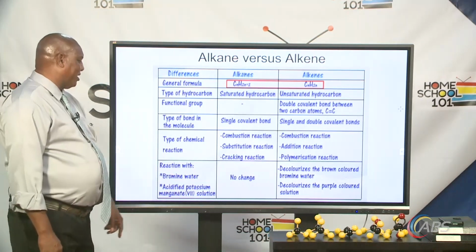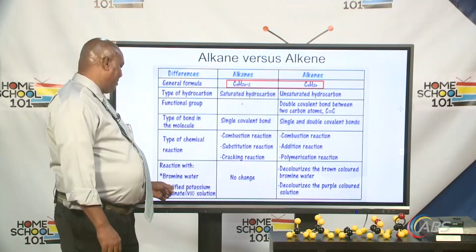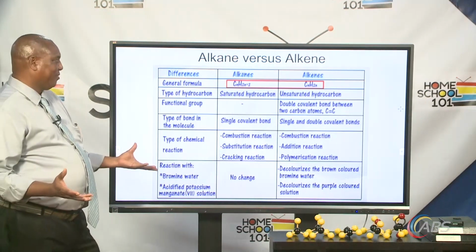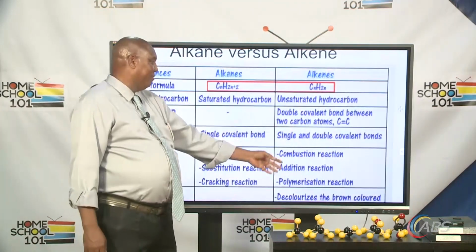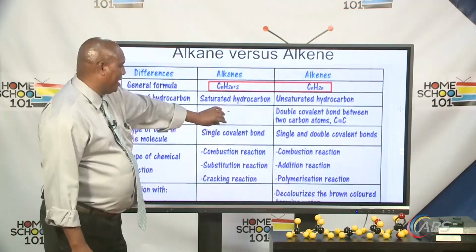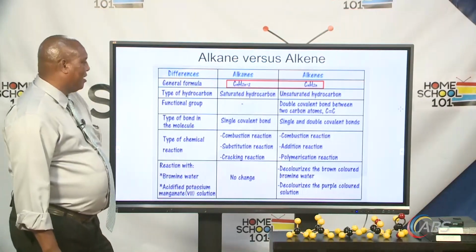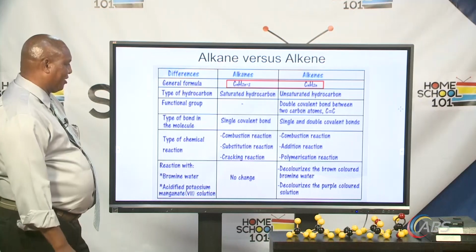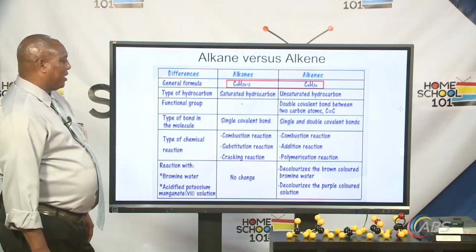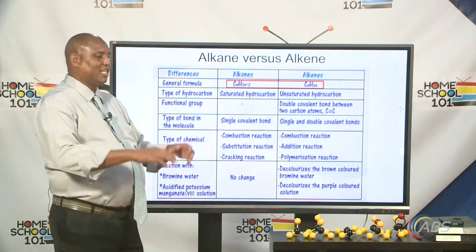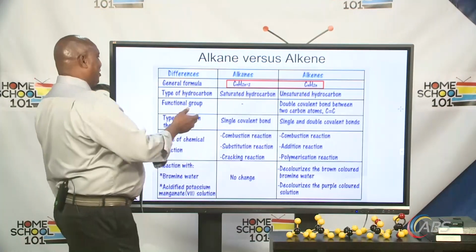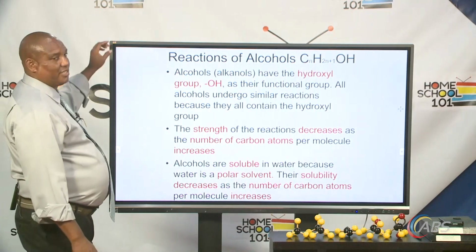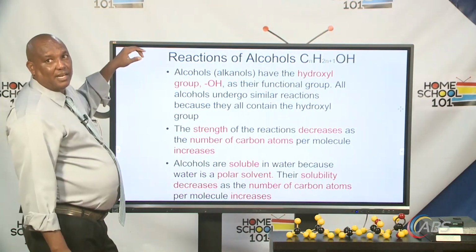Reaction with bromine water. If we were to add an alkane to bromine water or to acidified potassium permanganate(VII) solution, no change. If we were to add an alkene, however, there's going to be a change. Okay? There's going to be decolorization. The brown color of the bromine water, it will decolorize. The purple solution of potassium permanganate will become colorless. So there will be a color change. Okay, and that's how we determine the difference between an alkane and an alkene.